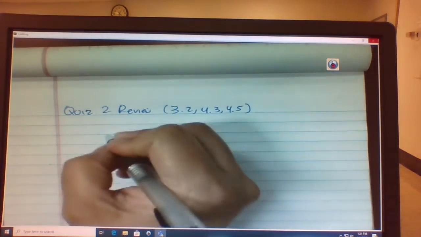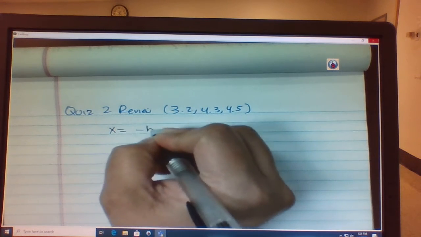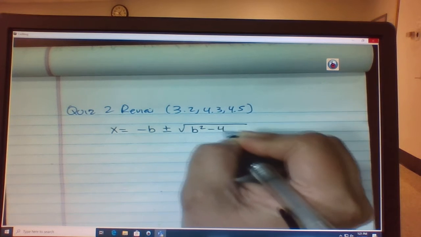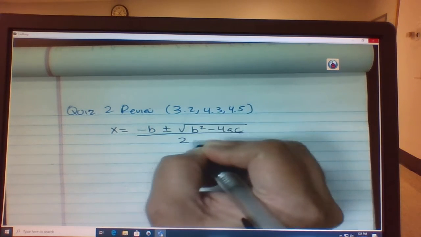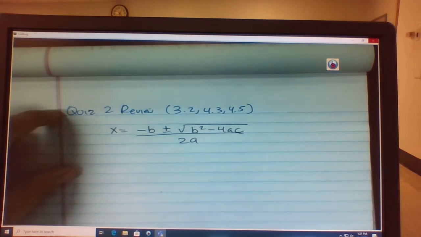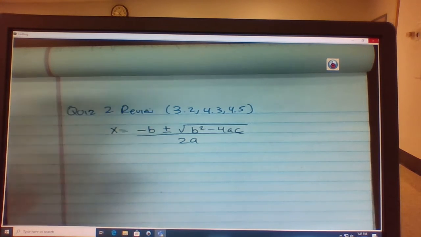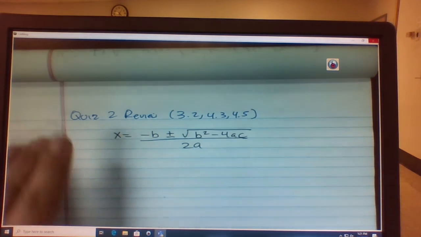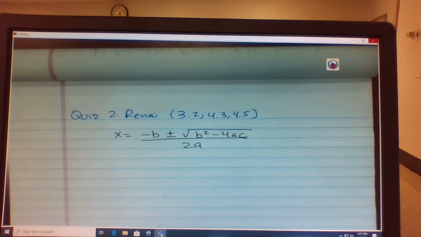What is it? x equals negative b plus or minus the square root of b squared minus 4ac, all over 2a. On your test, the first 3 questions on your review and on your test, you have to use this formula. So I'm going to do 2 examples right now of how to do this.